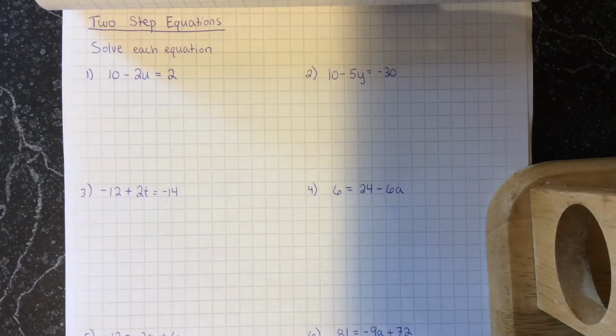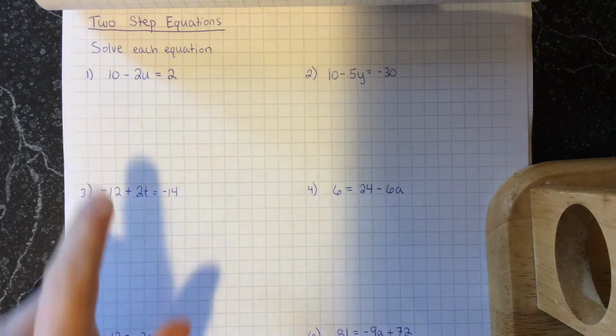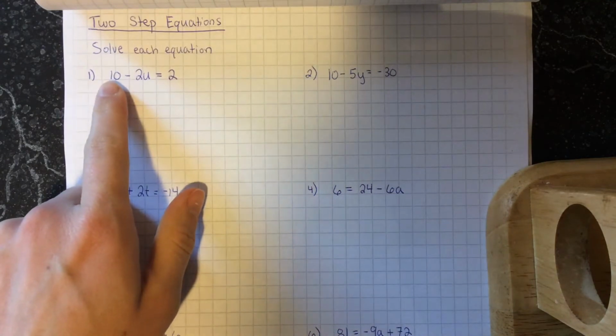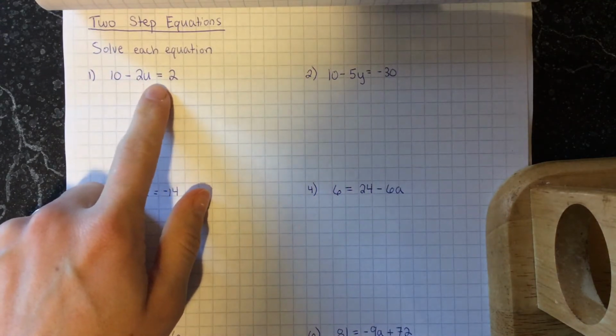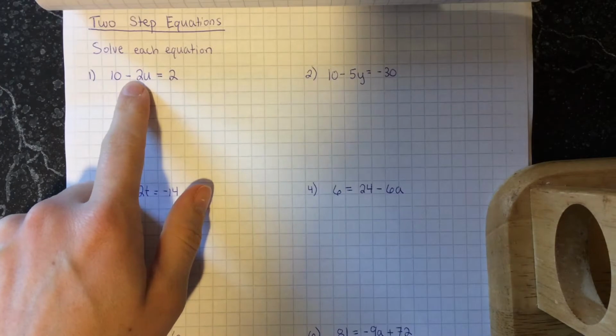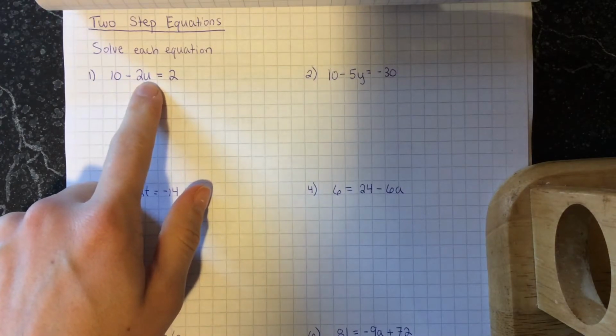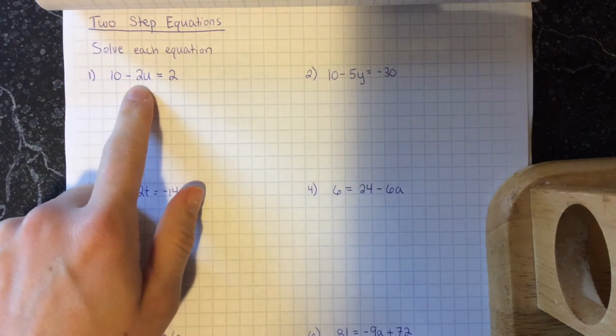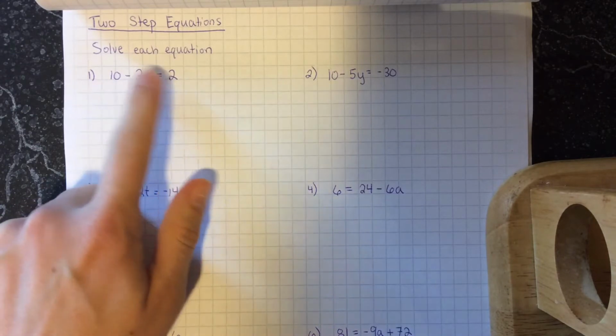When we solve two-step equations, we still have to keep everything balanced. So whatever we do to one side, we have to do to the other side. This first equation says that we have some number that was multiplied by -2. u is our unknown number. So it's multiplied by -2, and then 10 was added to it. And the result was 2.